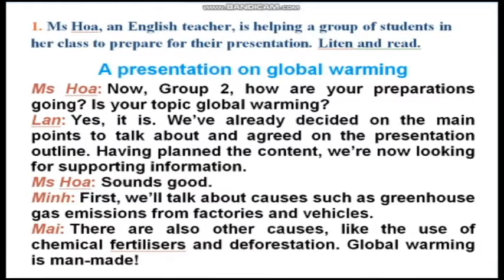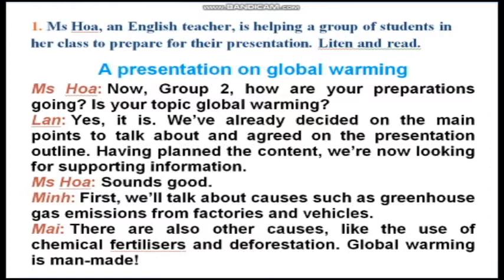Now, Group 2, how are your preparations going? Is your topic global warming? Yes, it is. We've already decided on the main points to talk about and agreed on the presentation outline. Having planned the content, we're now looking for supporting information.